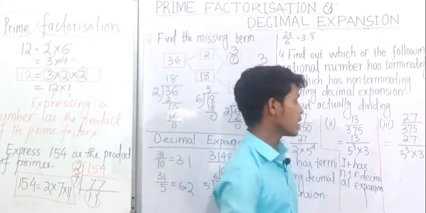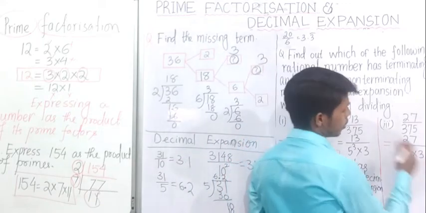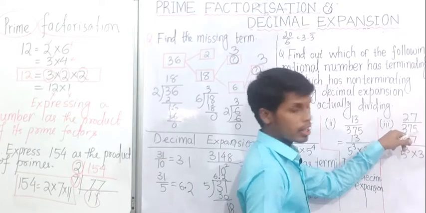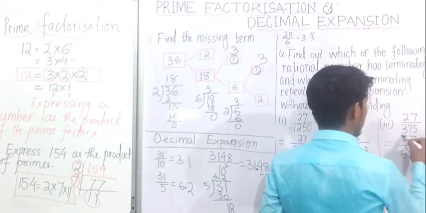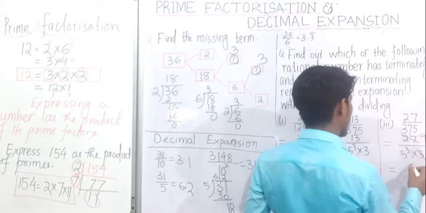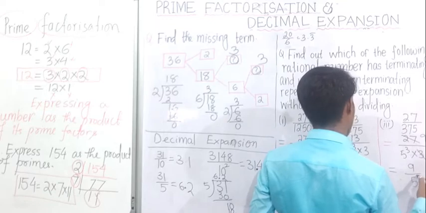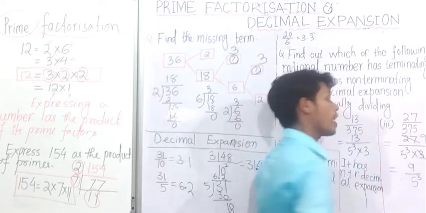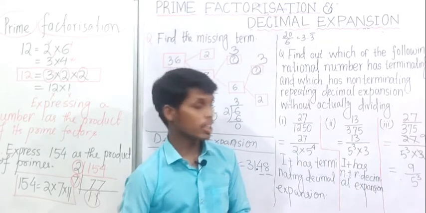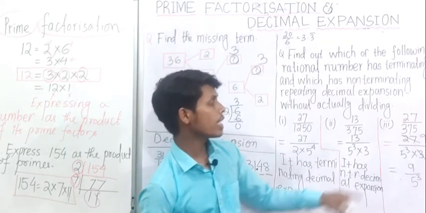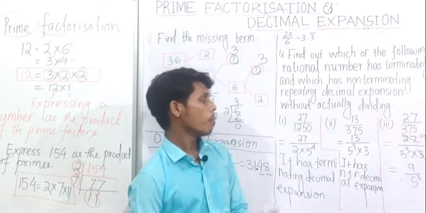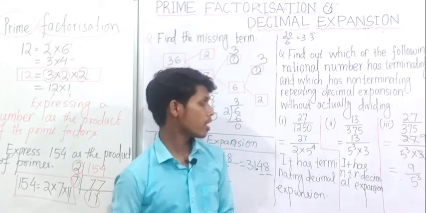But here what happens, see, we have 3 in the denominator no doubt, but 3 can easily be cancelled with the numerator 27. What will we get? 3 1s are 3, 3 9s are 27. So now this 27 by 375 becomes 9 divided by 5 cubed. Okay, now here 5 cubed is only in the denominator, there are no other prime factors. So we can write this has terminating decimal expansion. Okay, so very simple.